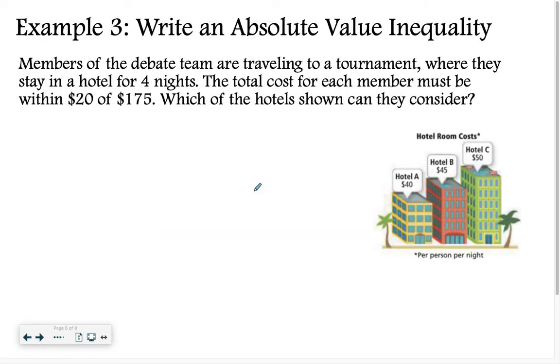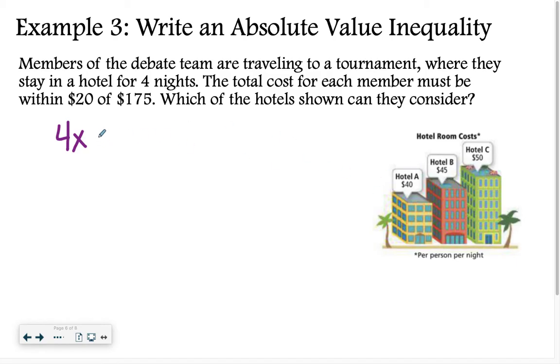We have members of the debate team traveling to a tournament where they stay in a hotel for 4 nights. The total cost for each member must be within $20 of $175. Which of the hotels shown can they consider? All right, so for this problem, let's practice writing that absolute value inequality. We know we're going to stay 4 nights, and I'm not sure what the cost is yet because I don't know which hotel I'm looking at first.